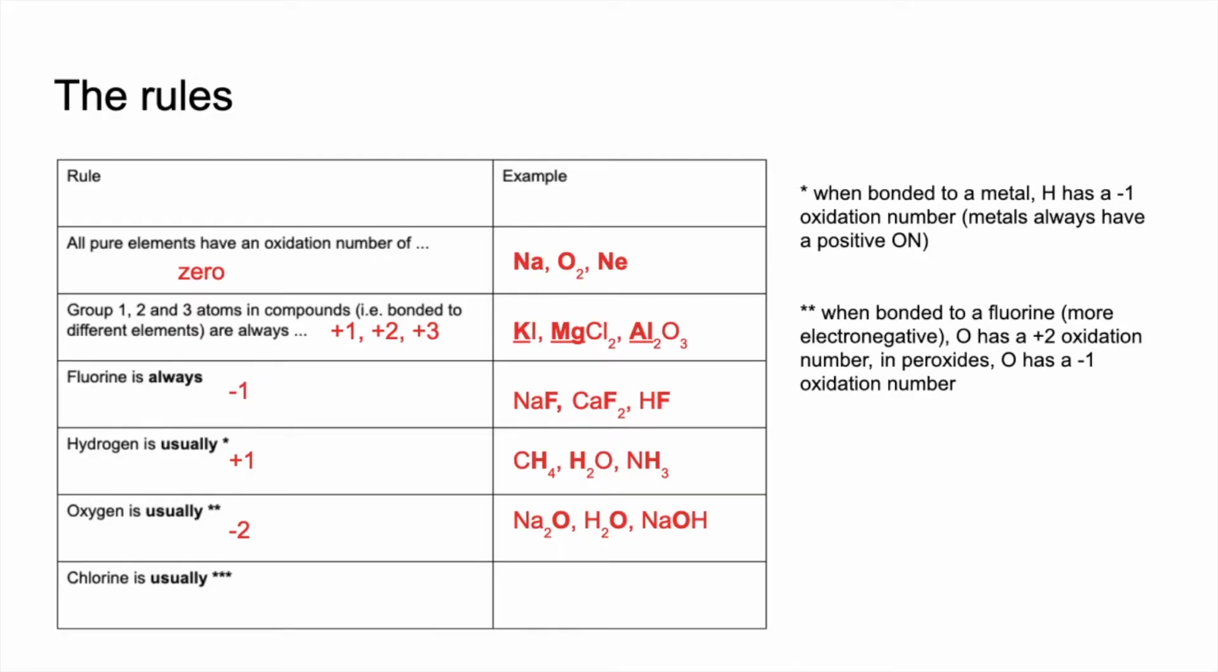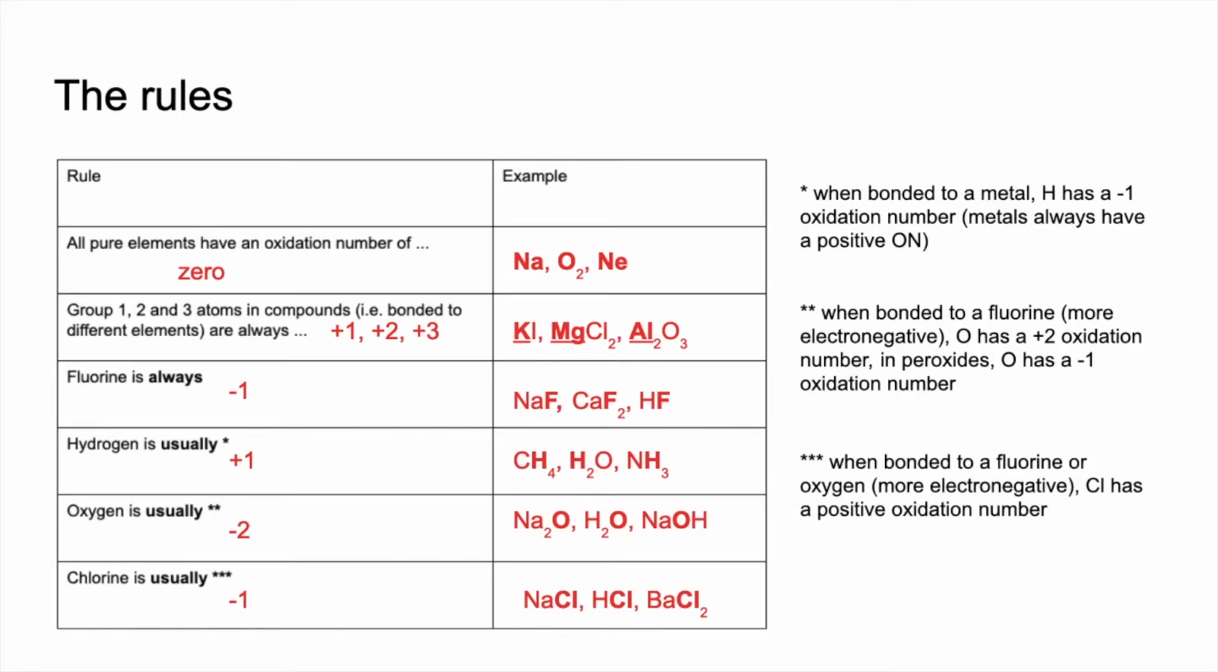And the final rule is about chlorine, so that's usually -1. There's some examples. But when it's bonded to fluorine or oxygen, they're both more electronegative than the chlorine, it has to have a positive oxidation number.